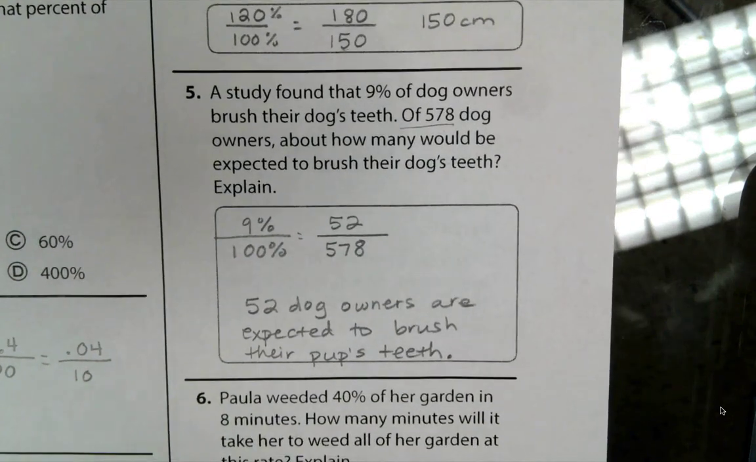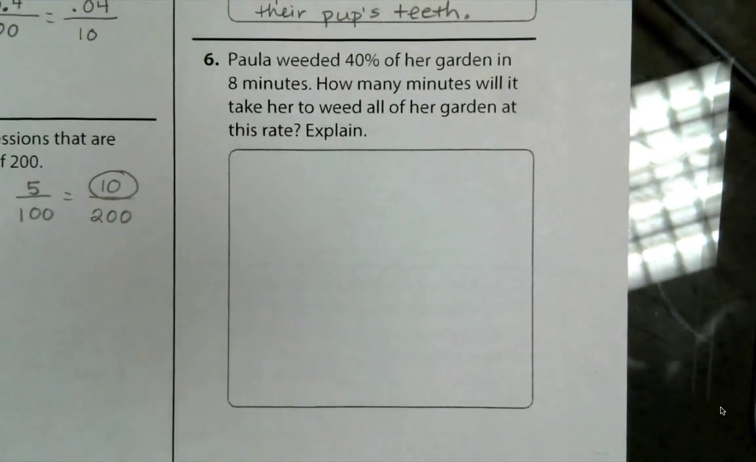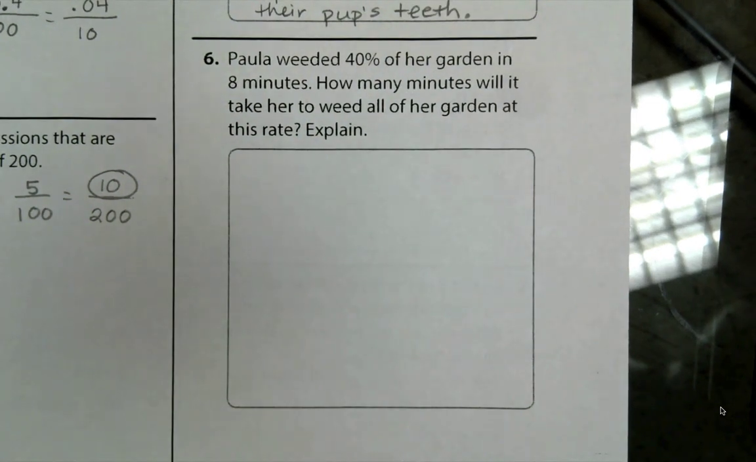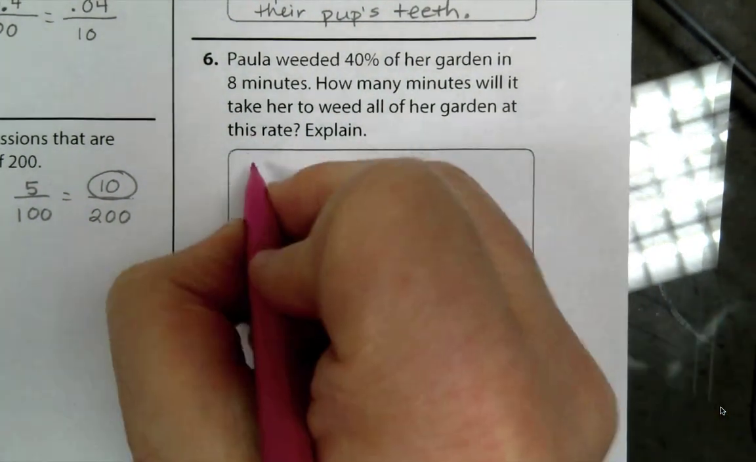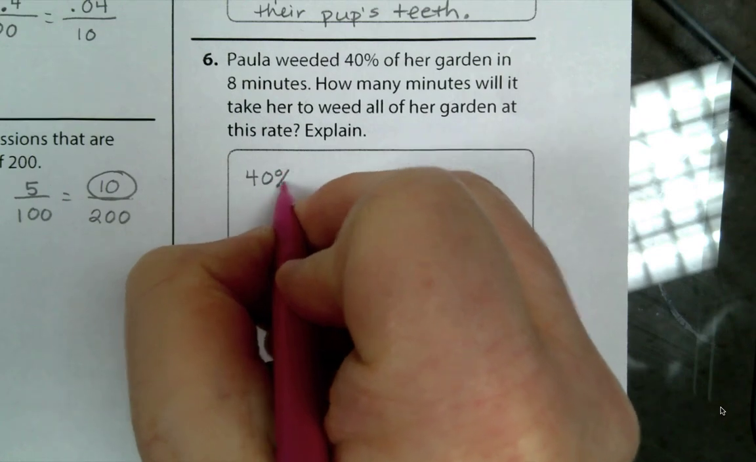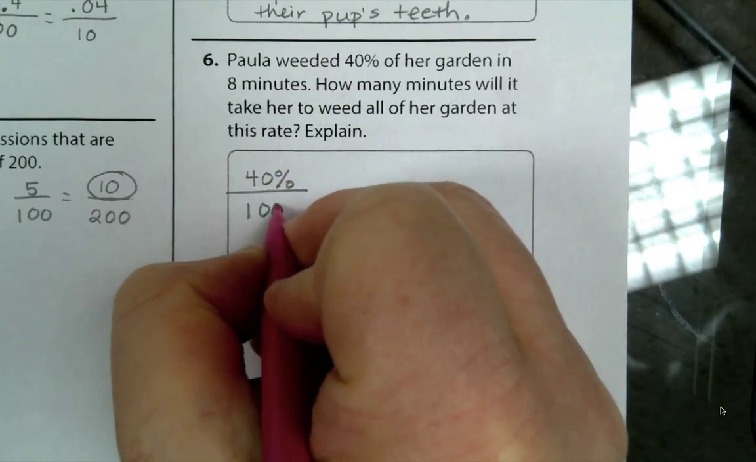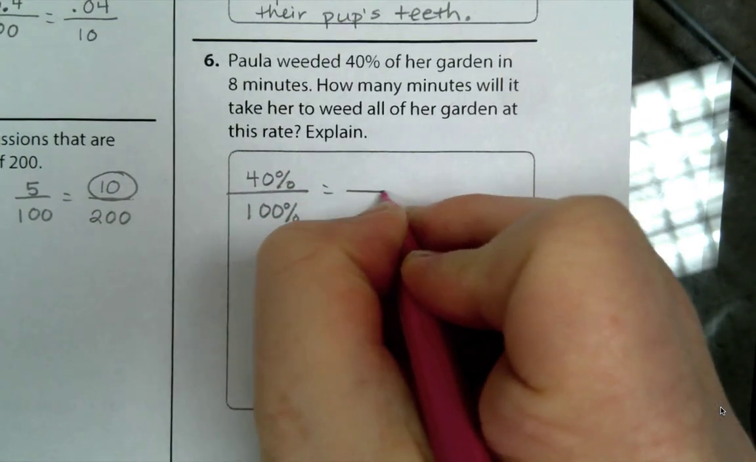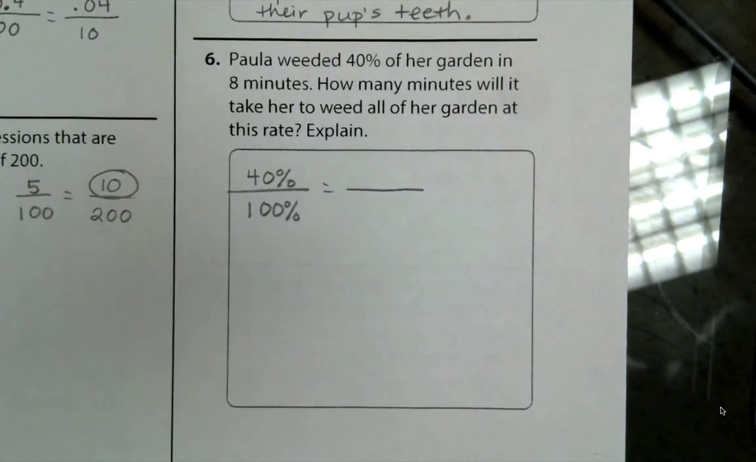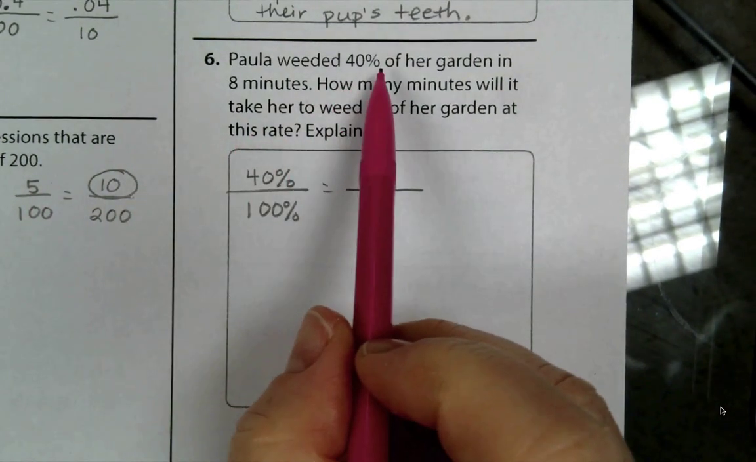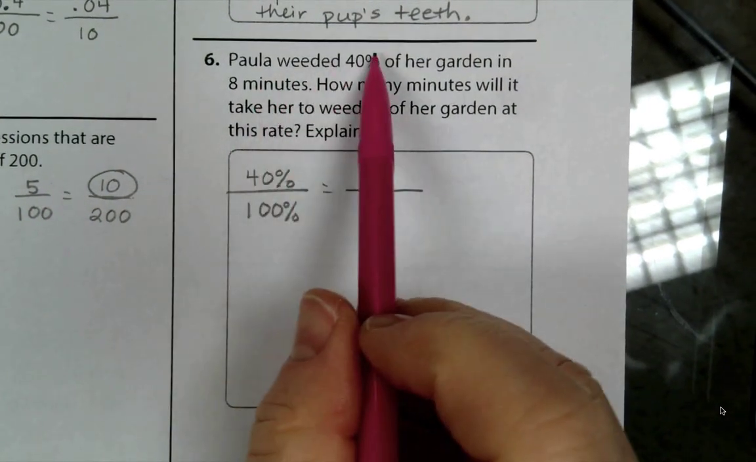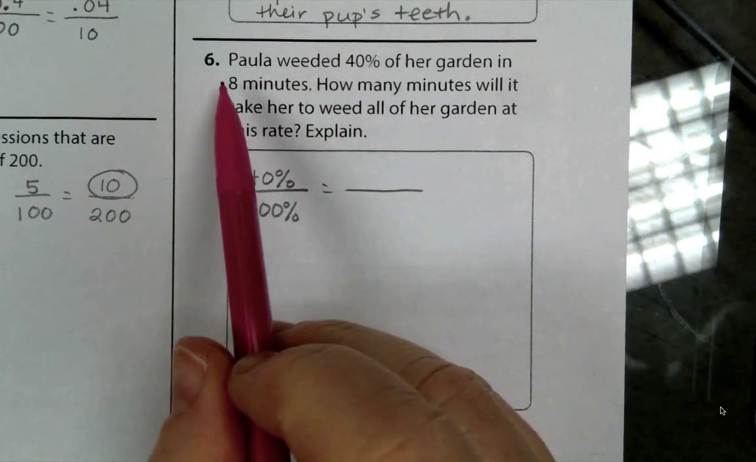All right, number 6. Paula weeded 40% of her garden in 8 minutes. How many minutes will it take her to weed all of her garden at this rate? So, what do we know? We know 40%. We know it's a ratio to 100. So here's the hard part. Okay, so 40% of her garden in 8 minutes.